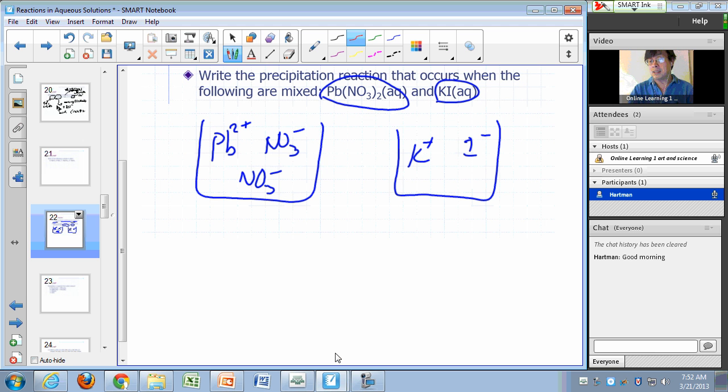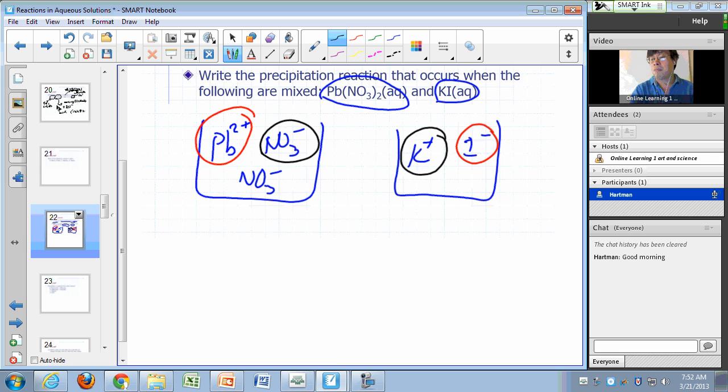water. You can think of this as an exchanging of partners. The positive ion from this one can combine with the negative ion of that one. And the other possibility is a positive ion from potassium iodide, in this case the potassium ion, combining with the nitrate. If any of those two combinations happens to be a compound that is insoluble in water, then you'll end up with a precipitate. And if you go back to your solubility rules, you will find that lead iodide is in fact an insoluble compound in water.